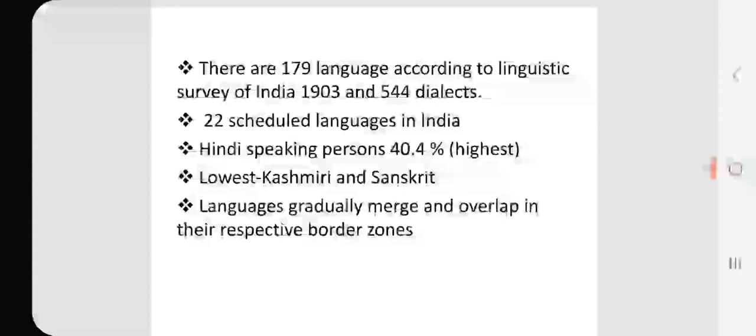Next, have a look at the linguistic composition of India. There are 179 languages according to the Linguistic Survey of India in 1903, and 544 dialects in India. There are 22 scheduled languages in India. The share of Hindi-speaking population is highest in India, that is 40.4%, and Kashmiri and Sanskrit have the lowest share of population. The languages gradually merge and overlap in their respective border zones. That means there is no strict boundary between the two language areas. They can merge or overlap upon one another.